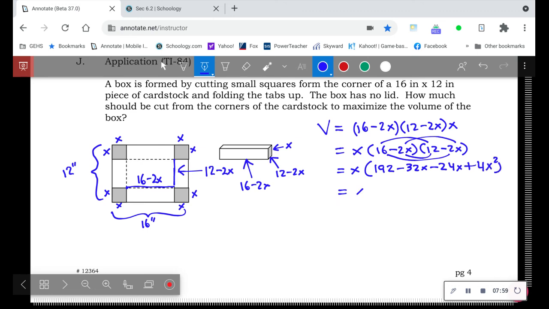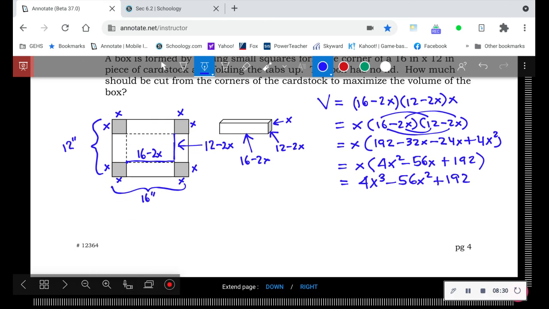So I'll rearrange a little bit here. I'm going to put the 4x squared at the front where it belongs. I'll combine those two to negative 56x. And finally I'll put the 192 in the constant position at the back. So now you have to multiply by x. And we're ready to maximize the volume of this box.